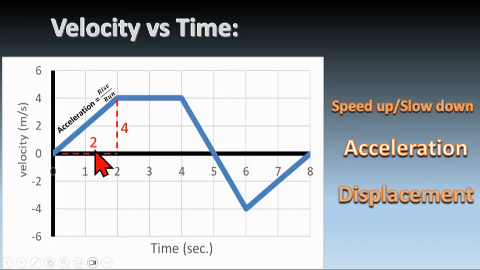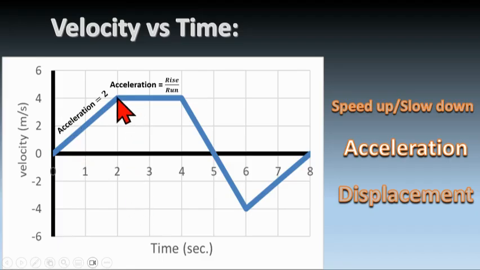And then your run is how far this graph went across, which is 2, which really just is the change in time. So the rise over run tells us the change in velocity over change in time, which is acceleration. 4 over 2 is equal to 2, right? So our acceleration during these first 2 seconds was 2.